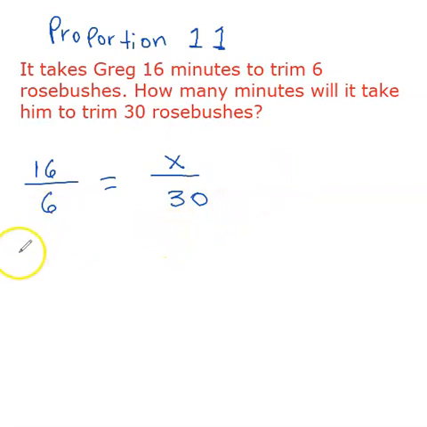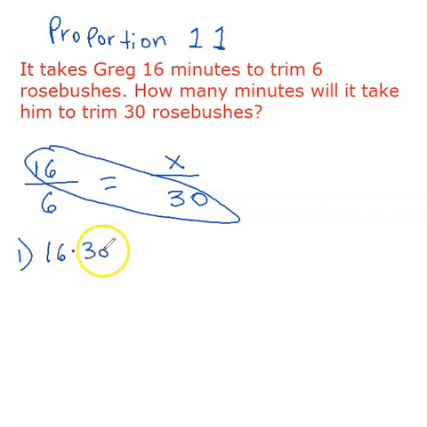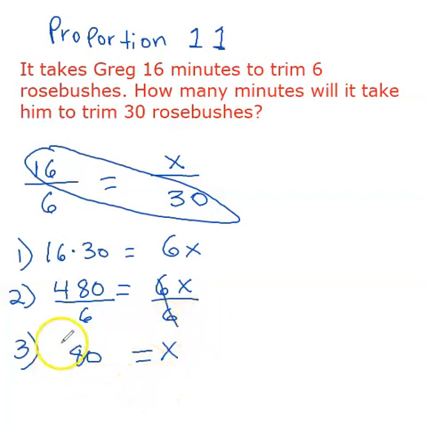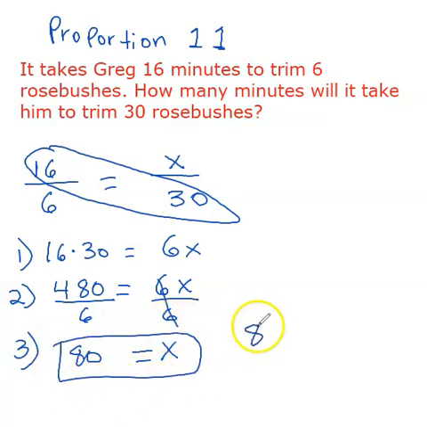So we'll do the same thing now. 16 times 30 is equal to 6x. So 16 times 30 is 480 equals 6x. And 480 divided by 6 will be 80. So it will take 80 minutes to trim 30 rose bushes. Okay? And that's it for today.